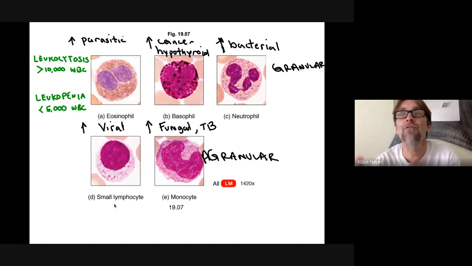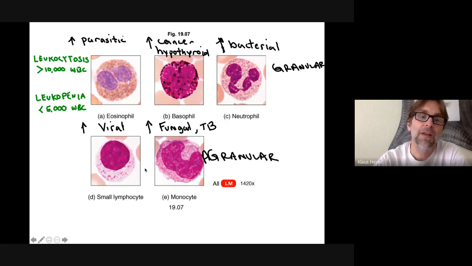White blood cells can tell you things about what's going on. If you have a high level, it could mean one thing. If you have a low level, it could mean something else. So there's 5 different types of white blood cells, and they're all listed here: eosinophil, basophil, neutrophil, lymphocytes, monocytes.